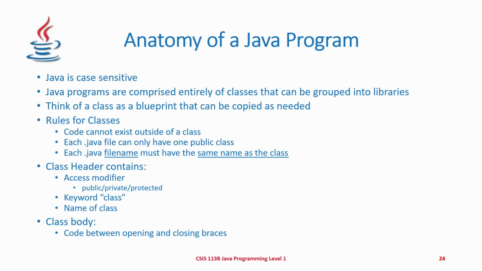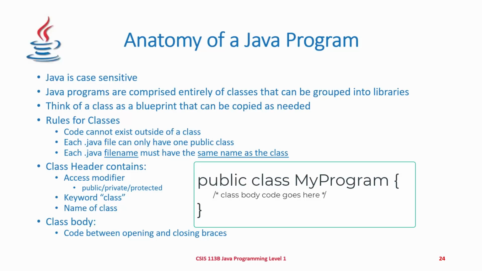So class headers, as far as the naming format goes, start with what's called the access modifier. Public will be pretty much what you use in this class. In fact, every assignment in this class you'll have public as your modifier. Just know that you could change that. You could make it private. You could make it protected. You'll learn more about how to use those, and when to use those, when you get to the second level class.